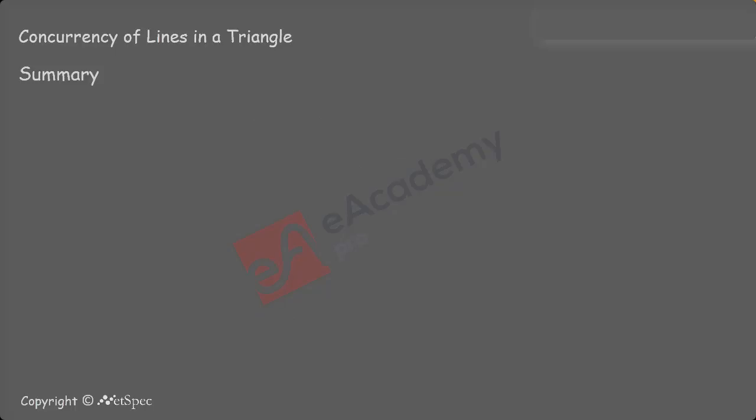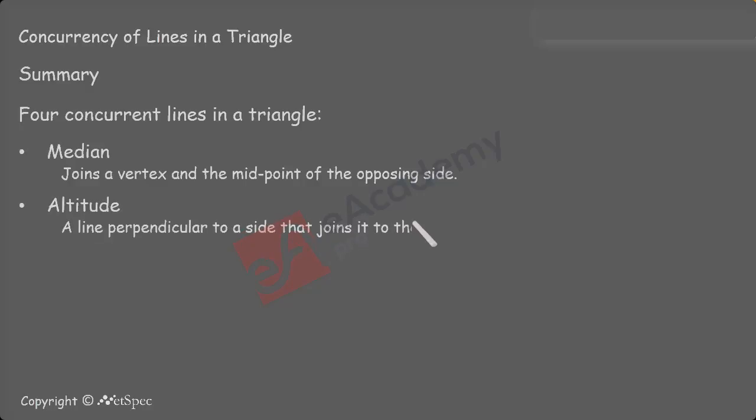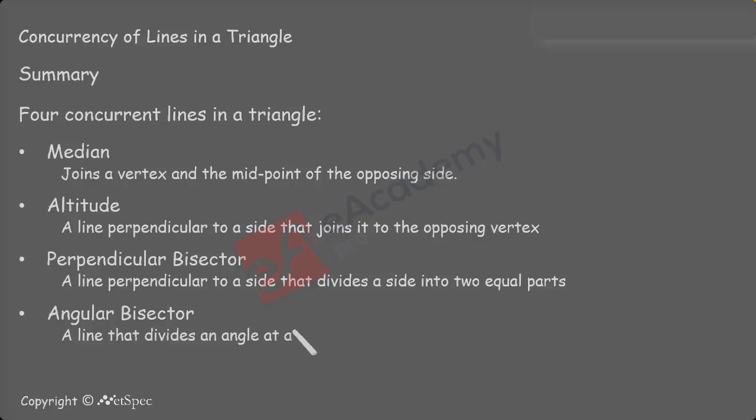Let us summarize what you have learnt in this aim. There are four concurrent lines in a triangle. The median, which joins a vertex and the midpoint of the opposing side. The altitude, which is a line perpendicular to a side that joins it to the opposing vertex. The perpendicular bisector, which is a line perpendicular to a side that divides a side into two equal parts. And the angular bisector, which is a line that divides an angle at a vertex into two equal parts.